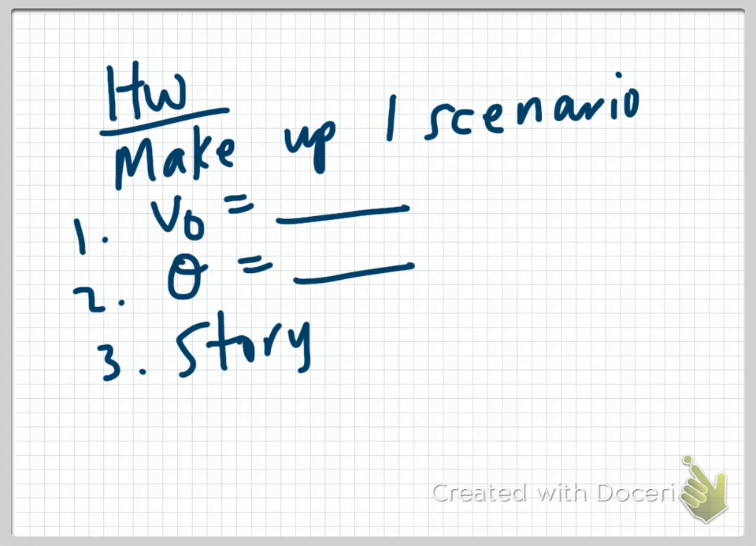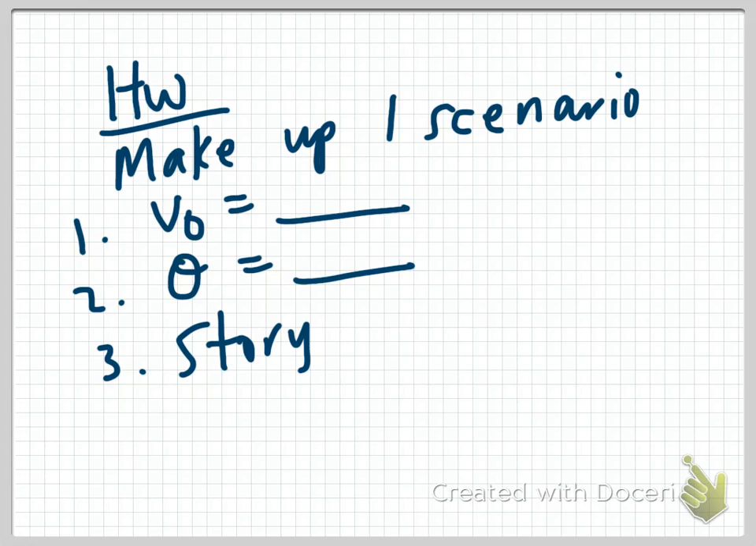How far did the ball go? What was its max height? How long was the ball in the air? And when was the ball at its max height? Something like that. It could take you 1 minute to write this down. I want you to write it down neatly on a piece of paper, and you don't even have to solve it. I want you to just bring it to class.